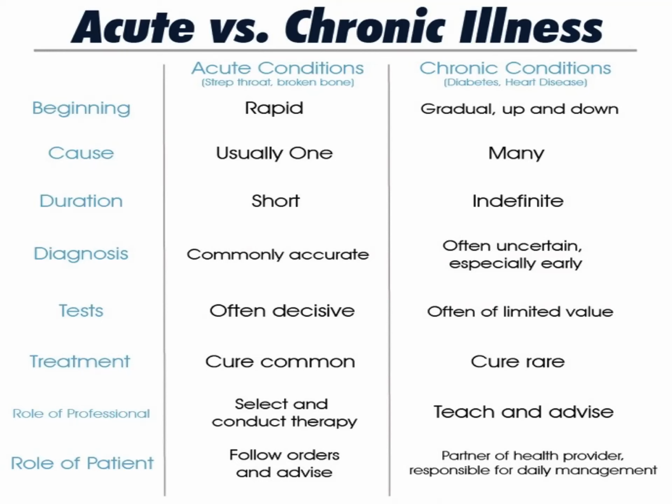Now, for chronic conditions, diabetes, heart disease, and arthritis. Okay, so the beginning is gradual, up and down, and there are many causes, and the duration is indefinite. Diagnosis is often uncertain, especially early on. No? Tests are often of limited value, so sometimes you spend a lot and still nothing. And treatment, the cure is rare. So you will be looking at a maintenance treatment.